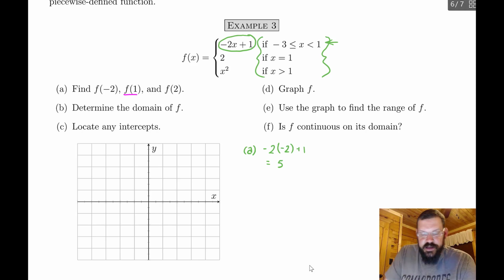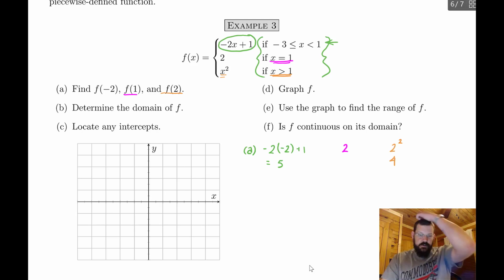The second part says evaluate the function at 1. When x is equal to 1, this function is constant. It's equal to 2. So when x is 1, the function is equal to 2. And the last component is to find the function when x is equal to +2. This third definition for the piecewise defined function says that when x is greater than 1, we evaluate x squared. So for x equal to 2, we just have 2 squared, and that function is equal to 4.